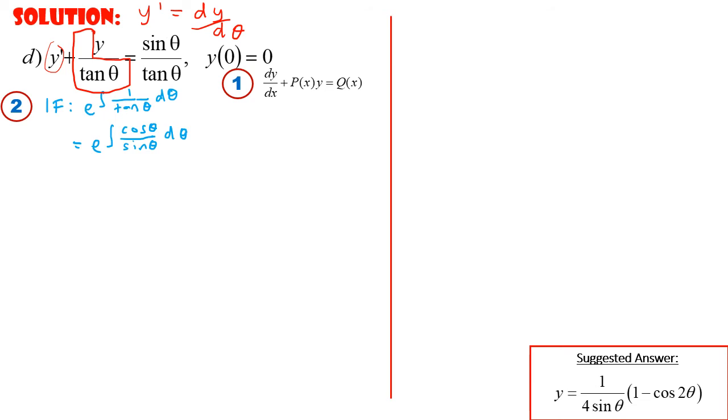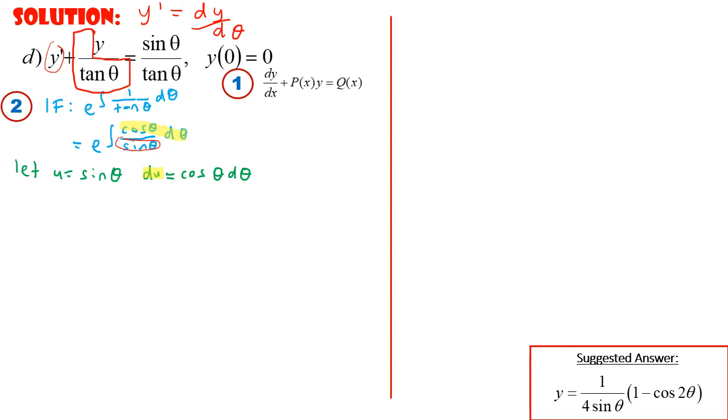Okay. So cos over sine, remember, we choose the denominator as u. In this case, the denominator is sine. So u equals sine. So du, differentiating sine, is cos theta d theta. So notice that cos theta d theta is actually already here. Okay. So we can replace this one with du.